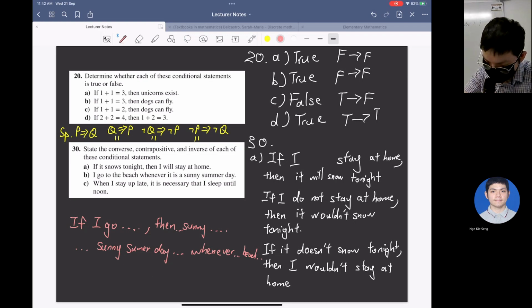Contrapositive. If you didn't go to the beach, then it is not a sunny summer day. Okay. Next.